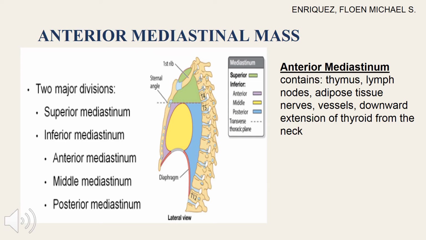For the anterior mediastinal mass, first let us review the basic anatomy of the mediastinum. Since our topic is anterior mediastinal mass, let us focus on the anterior mediastinum represented as the part with the violet color. The boundaries of the anterior mediastinum are the sternum anteriorly, and the great vessels, brachiocephalic veins, pericardium, and ascending aorta posteriorly. It normally contains only the thymus, lymph nodes, fat, and some small vessels. Take note that anterior mediastinal masses may arise from any of these structures.